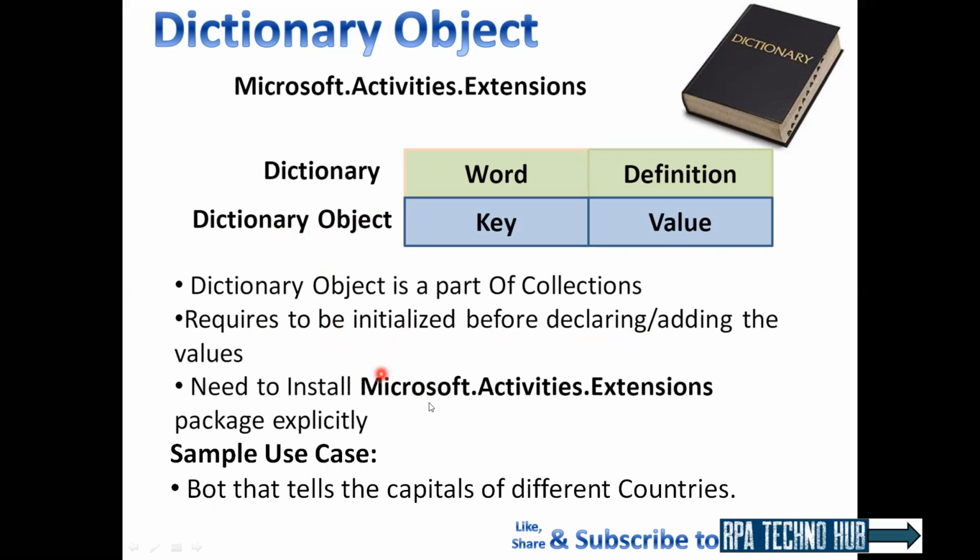So to be able to use those activities, we need to explicitly install the package called Microsoft.Activities.Extensions. So we will see a simple use case to have good hands-on over the dictionary object. So the use case is about a bot that tells the capitals of different countries. Now let us see how we can implement this using UiPath.